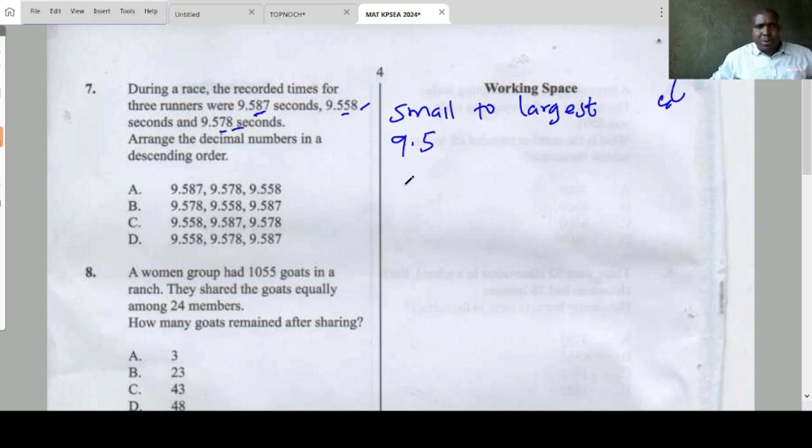Therefore, we are arranging: the smallest is 9.558, followed by 9.578, and then finally 9.587 is the biggest. Therefore, the correct answer is D. The correct answer is D.